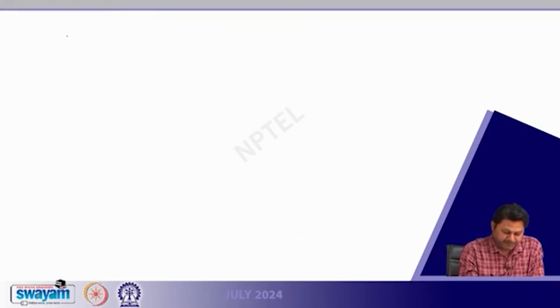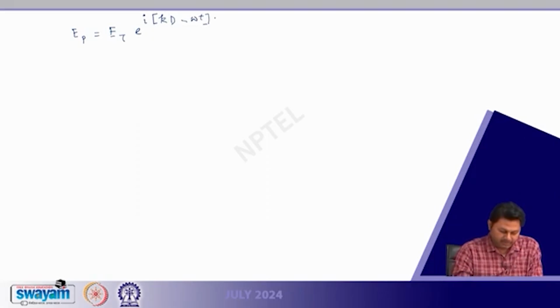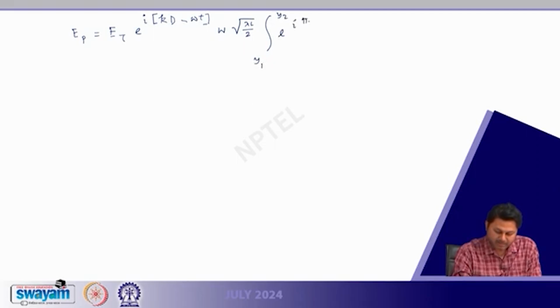that is, if that is the case, then my EP will be ET e to the power of i (kd minus omega t), and then we have W outside, then this term root over of lambda L by 2 also outside, and the integral will be from y1 to y2 e to the power of i pi by 2 y square dy.